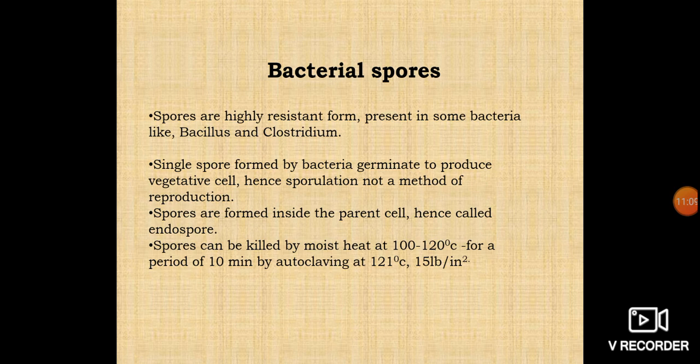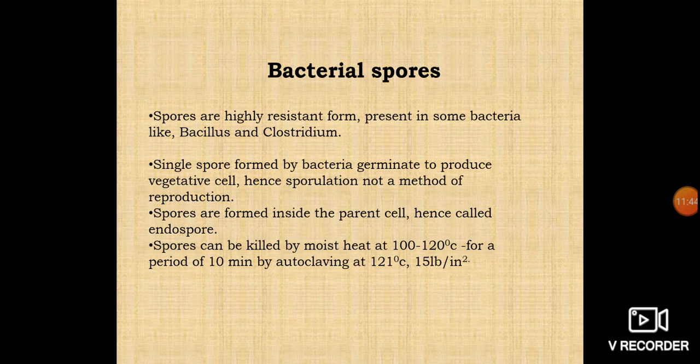So when will bacteria produce spores? Mainly when there is a scarcity of food and water, it will gradually convert into the spore form and survive for a long time, even for centuries. So a single spore formed by the bacteria will germinate and produce the vegetative cell by the method of sporulation. Hence it is not called reproduction. It is not a method of reproduction. Spores are formed inside the parent cell, hence they are called endospores.